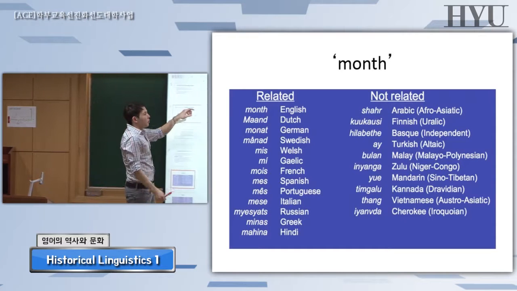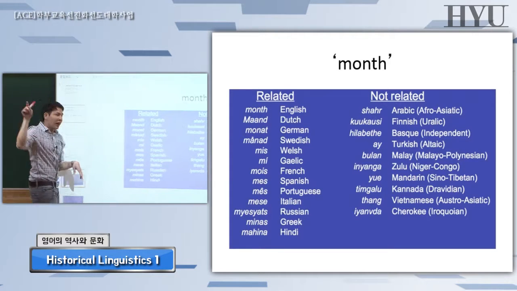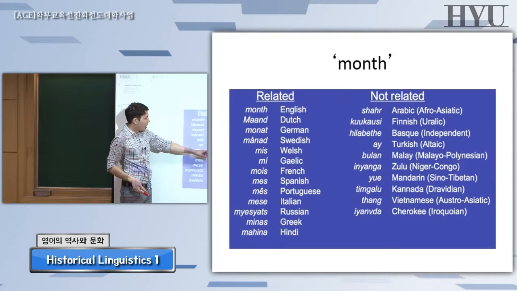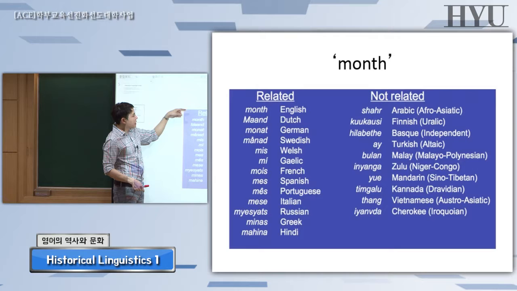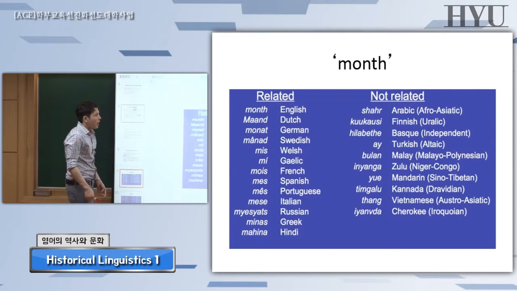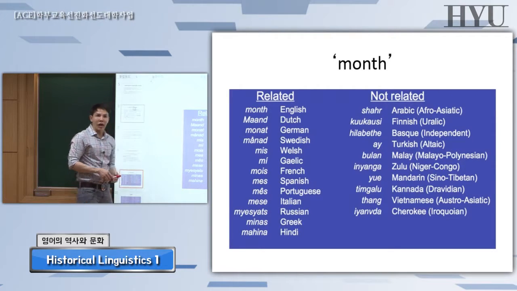So, for words that mean month, we have English, Dutch, German, Swedish, Welsh, Gaelic. These are all languages. The words that mean month in these languages are month, and in Dutch, maand, German, Monat, Swedish, månad, mis, mè, and so on. If you look at these languages, you see that for words that mean month, they all start with an M. You see? M, M, M, M, M, M, all the way through Hindi.